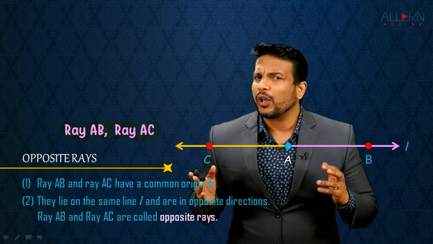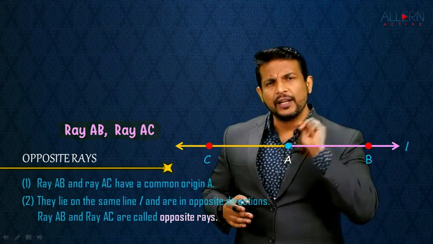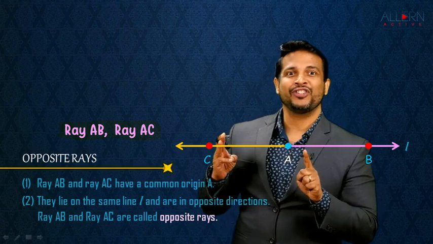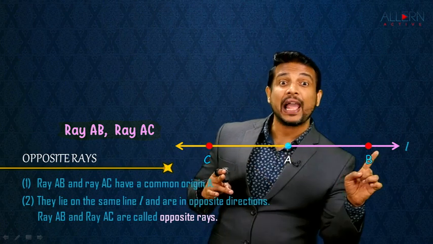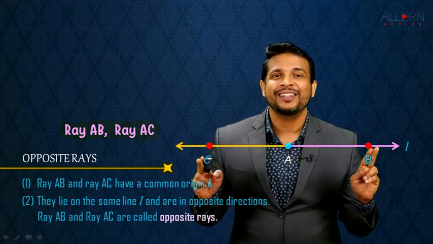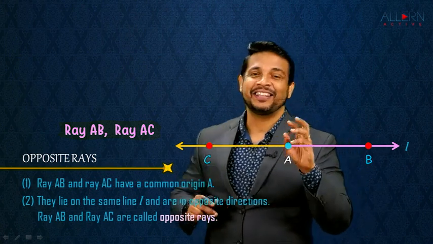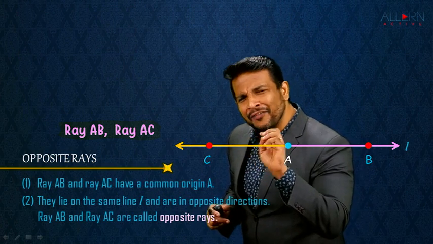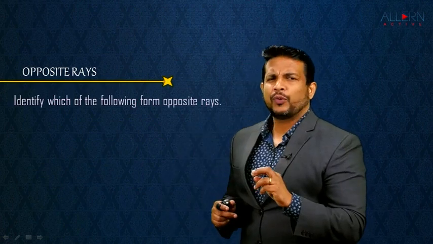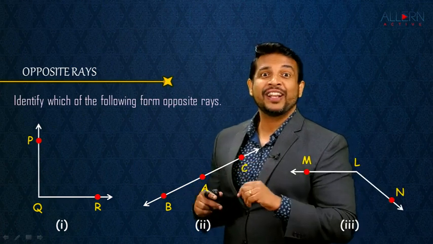So I repeat, what are opposite rays? It's very simple. Two rays are said to be opposite if they have a common origin, right? What's the next condition? They should lie on the same line and should be moving in opposite directions. Then we say that they are called opposite rays. Beautiful. Isn't that very easy? Now observe very carefully. I'll give you a few examples and you have to identify whether you find opposite rays there.